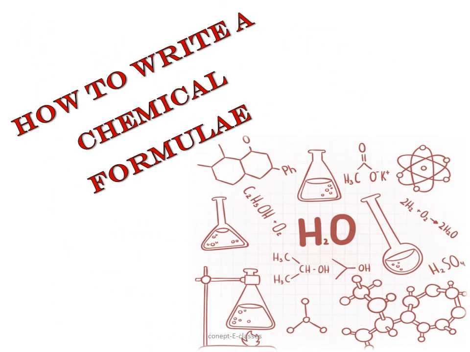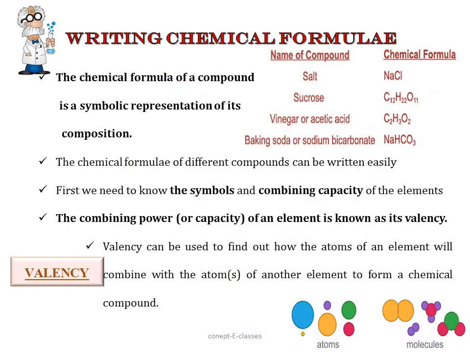So in part 2, first we'll study how to write a chemical formula. Now what is a chemical formula? The chemical formula of a compound is a symbolic representation of its composition. For example, salt. Salt is made up of sodium and chloride. The chemical formula of salt is NaCl. So the chemical formula of a compound is a symbolic representation of its composition.